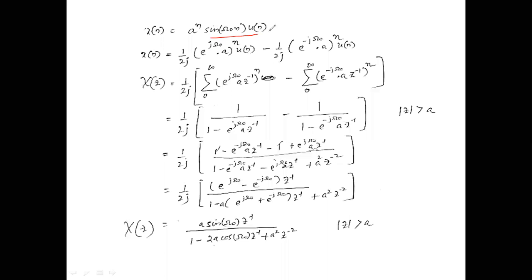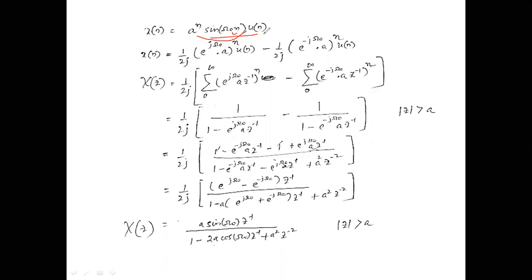So what sort of signal is this one, by the way? This is actually alpha to the power n into u of n, multiplied by sine omega naught n. Okay, the right sided signal. Does the z transform exist here? Of course it does, because it is getting multiplied by a complex exponential, right? So I think it should work here.